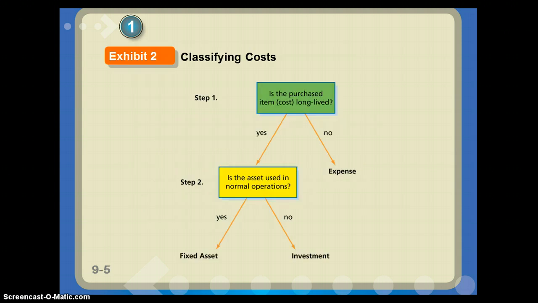So to classify costs, step one, you look at, is the purchased item long-lived? Is it going to be something that we have for a long time or a short time? If it's not long-lived, then it's an expense. If it is long-lived, we look, is the asset used in normal operations? If yes, it's a fixed asset. We buy a new piece of equipment to manufacture a part. It is long-lived. We're going to have that piece of equipment for a long time. We use it to manufacture parts because that's what we do. It's a fixed asset. If we have it for a long time but it's not used in normal operations, it would be considered an investment.